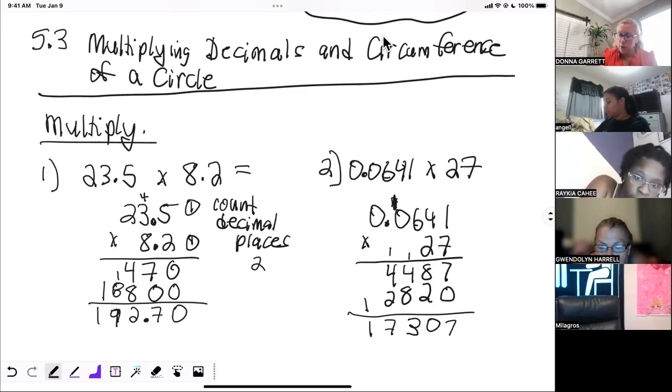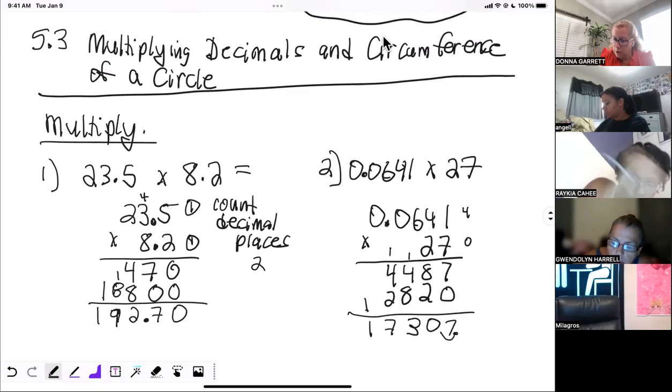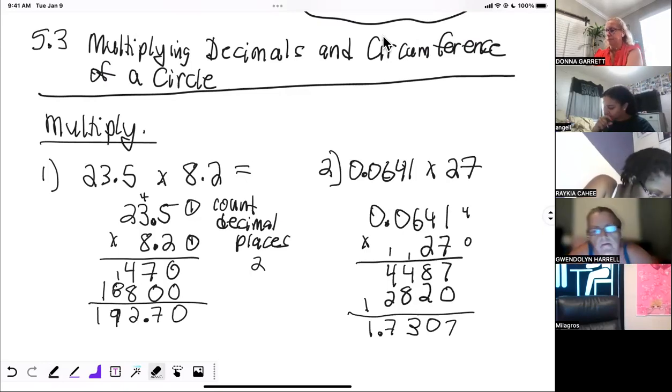Now, how many decimal places do I have? I have 4. There's 4 decimal places here. I have 0 decimal places here. That means I go to the end and I got to move it over 4 decimal places. So 1, 2, 3, 4. Answer. So it is just like we normally do with multiplying. It's just dealing with the decimals at the end.